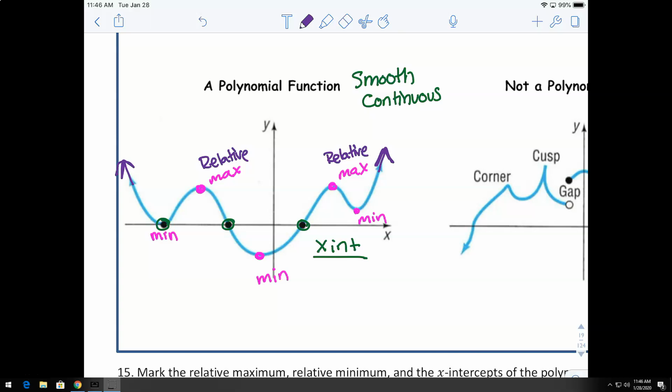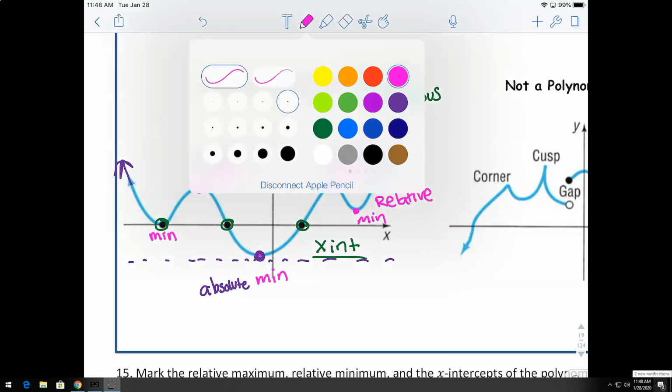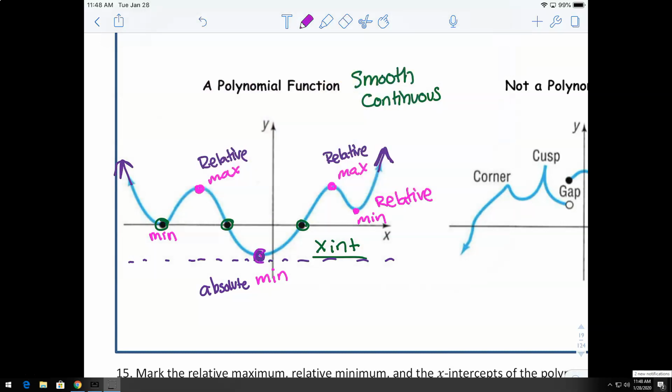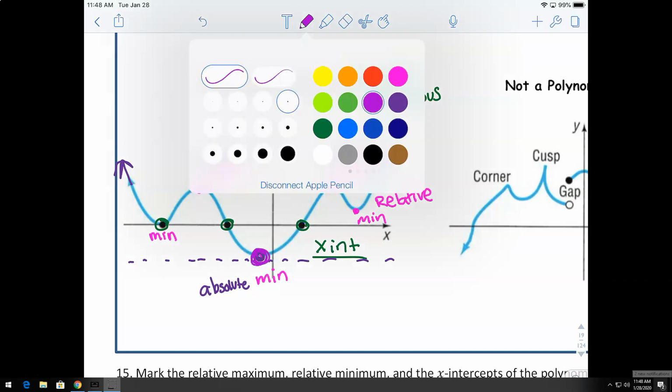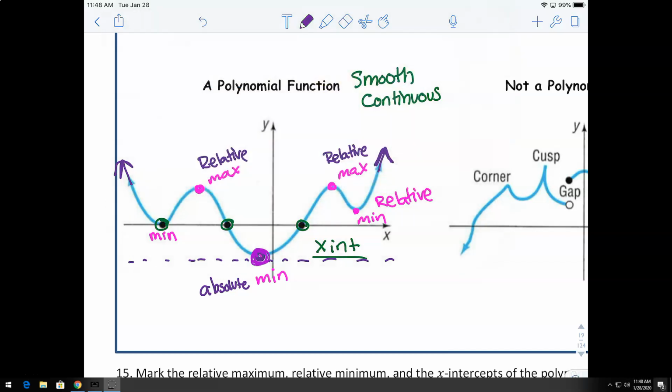Okay? This minimum is an absolute minimum. It's an absolute minimum because it's at that very bottom place, the very, very bottom of my screen. That makes my other two minimums relative. Relative. So they're a bottom, they're a low, but they're a low for that piece of the graph. They're not the lowest that graph really goes.